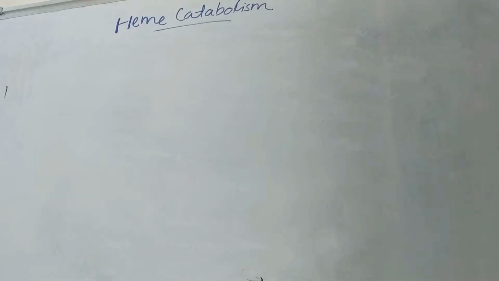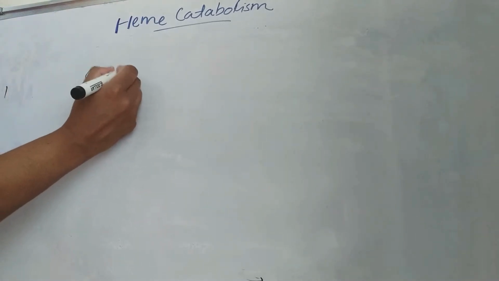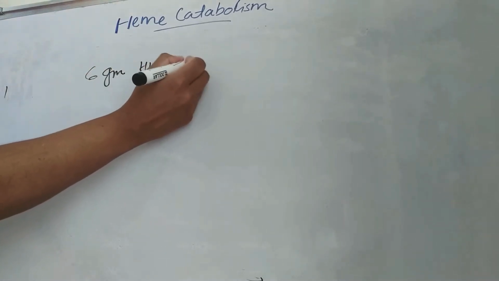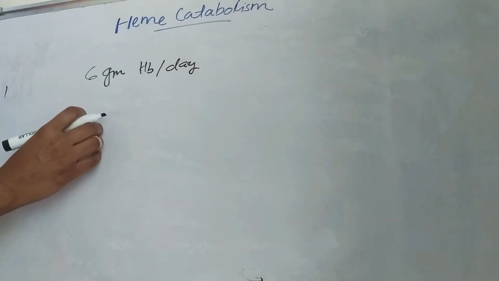Hello everyone. Today we will discuss heme catabolism. About 6 grams of hemoglobin per day is broken down and resynthesized in an adult man.